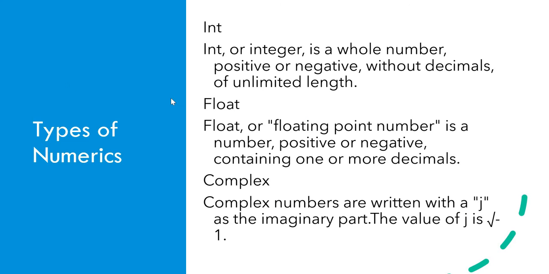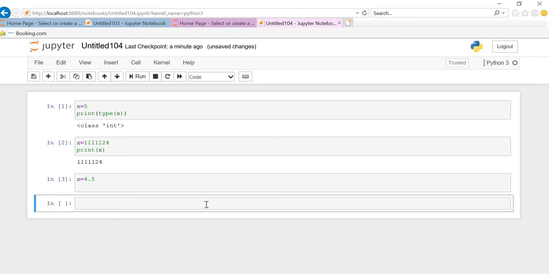Now what we're going to do is complex number. Complex numbers are written with a j as the imaginary part. The value is j, the root of -1. As root of -1 cannot be determined, j is an imaginary number.